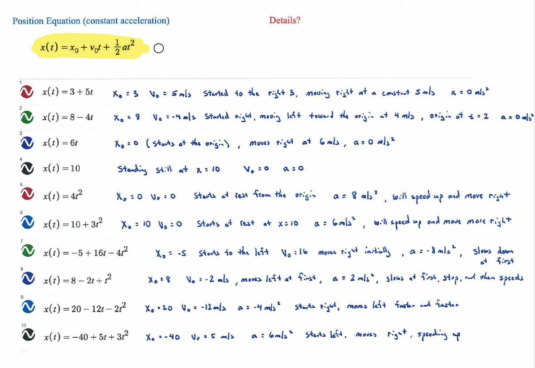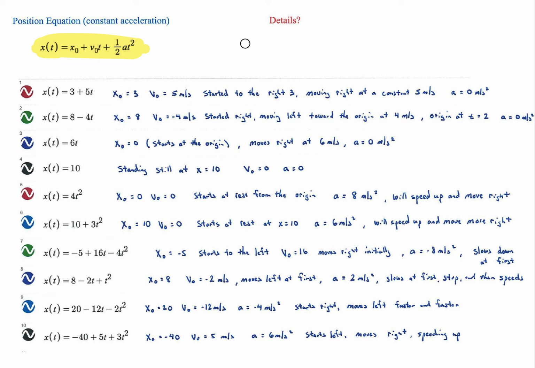It says that the position of an object as a function of time is x naught, initial position, plus v naught t, initial velocity, plus 1/2 at squared. And so if we look at this first equation, x of t is equal to 3 plus 5t. This is honestly more of an algebra 1 situation where this one has a starting position of 3, so it's 3 meters to the right, and then it's got an initial velocity of 5. However, there is no acceleration term.